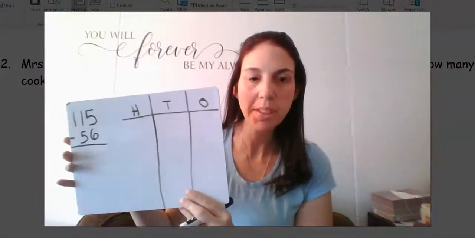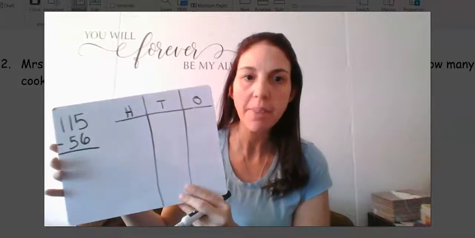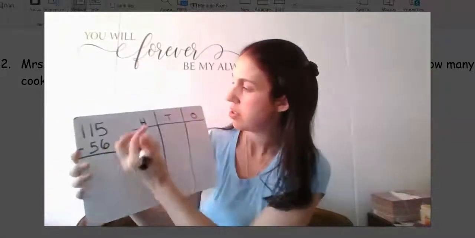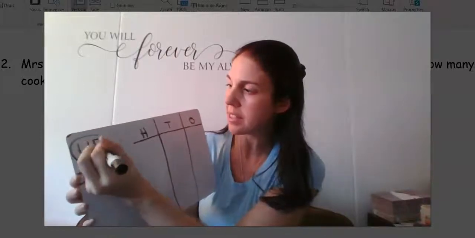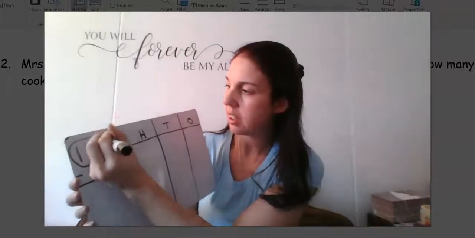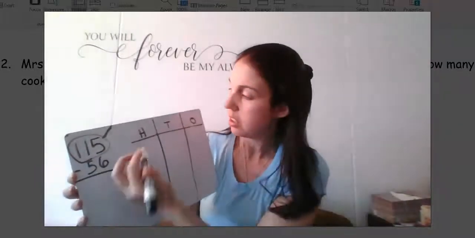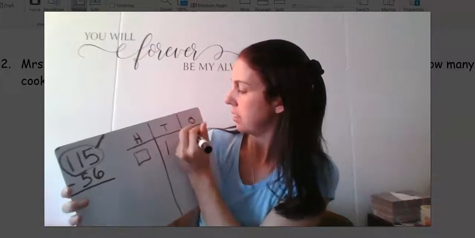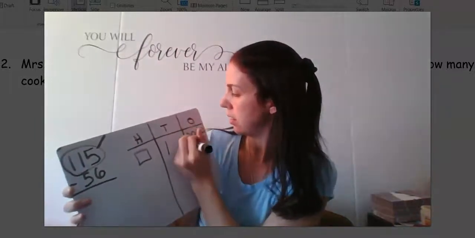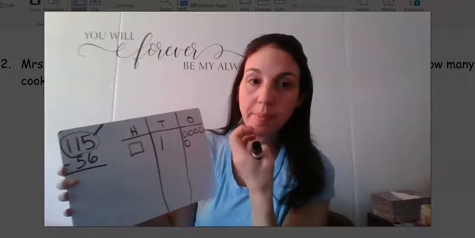Okay, our next problem is 115 minus 56. So we're going to go ahead and draw our magnifying glass around our top number here, and this is going to be the number that we draw. So 115.